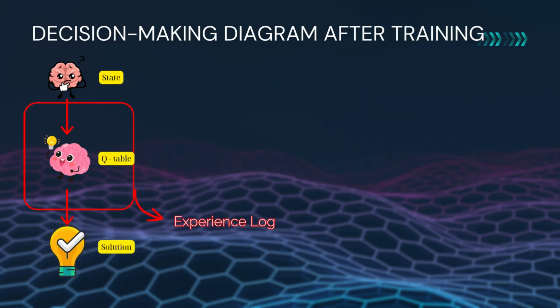Now, how does the agent use the Q table after learning? Let's analyze the diagram again. The first step is state recognition, meaning the agent must observe the current state and classify it appropriately. For example, if the agent is a cleaning robot, it may recognize that it is in the corner of the room and there is trash to clean.